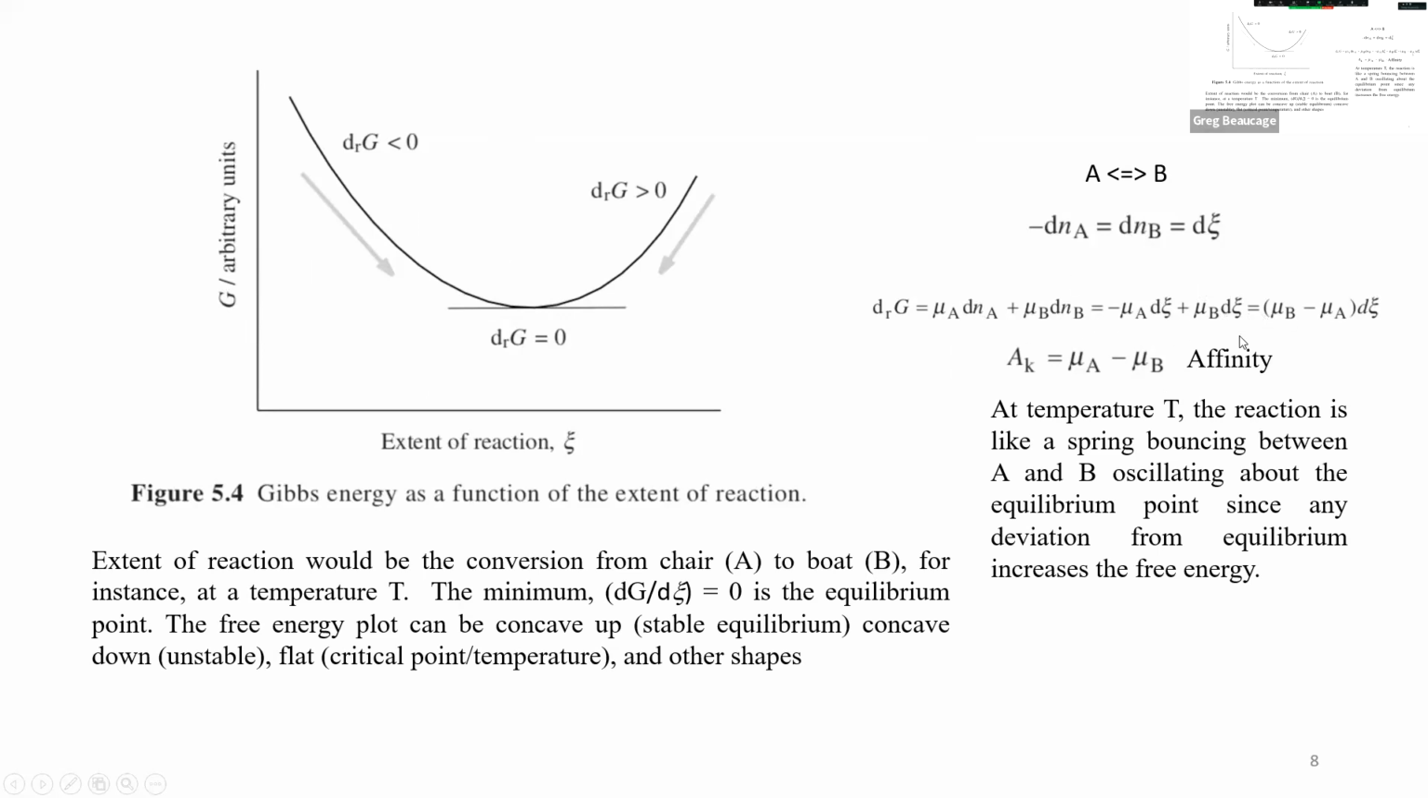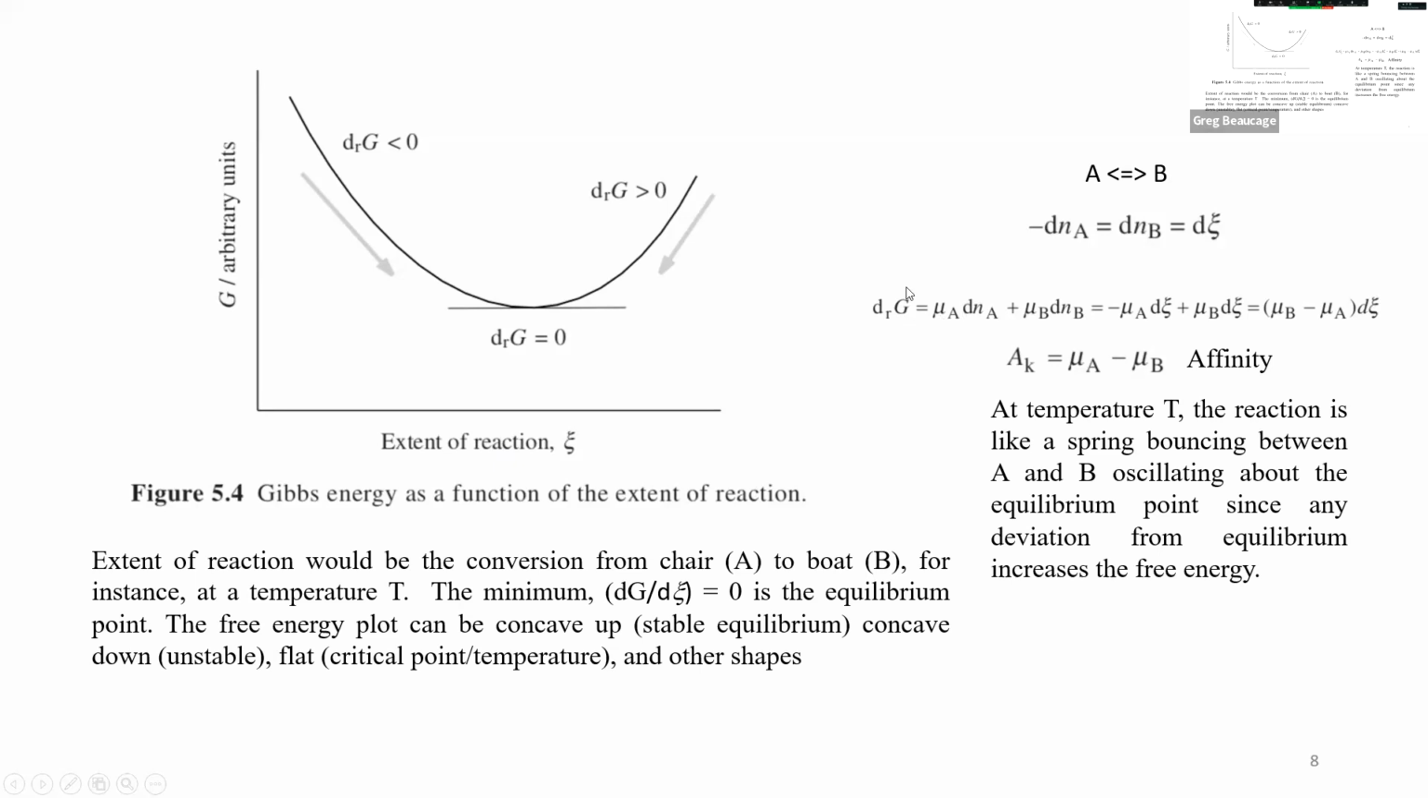So this is from the book also. He defines this affinity. If you're going to change from state A to state B, this would be like a chair-boat transition, or it could be two different phases. If you make more boats, you have to get rid of some of the chairs, so dN_B has to be negative dN_A. That becomes the reaction coordinate, the change, whether it's a boat or chair.